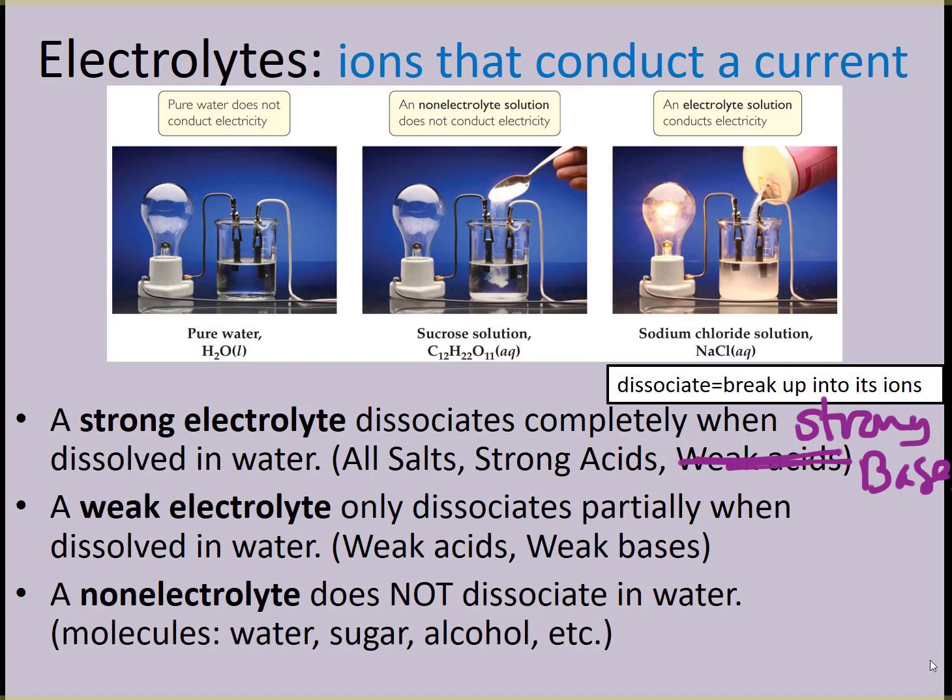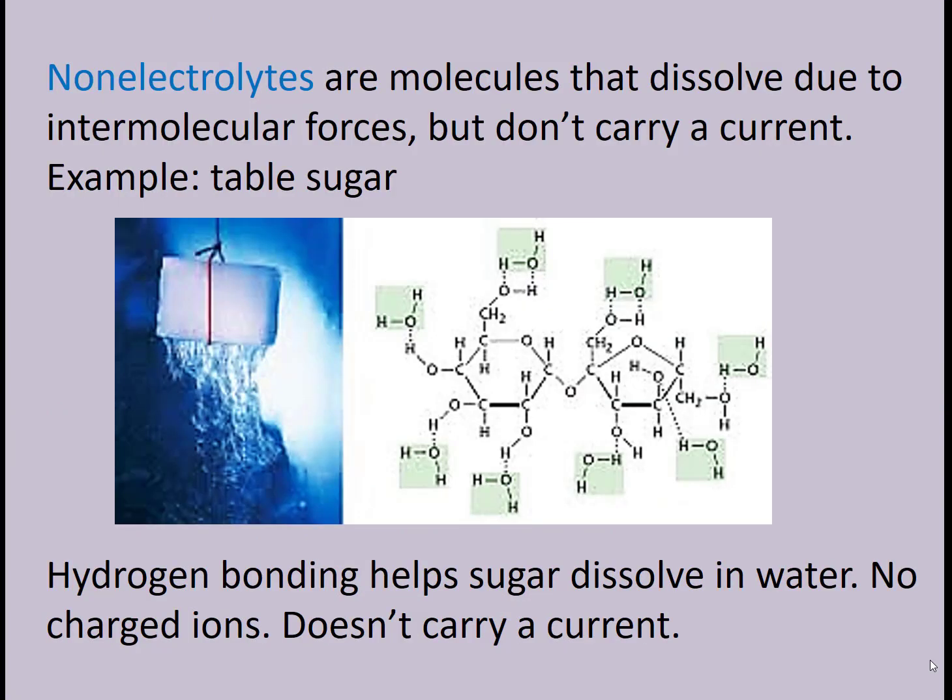So anytime you have something that still dissolves, but it stays together in the water, this would be something like sugar or alcohol. So on your homework and on the test, I will help you with knowing if it's strong or weak. As I said before, non-electrolytes are molecules that dissolve, but they don't carry a current. An example of this is sugar. So sugar has these little OH groups on the end, and because of that, they are attracted to the water, and that enables them to dissolve, but the sugar molecule doesn't split up.